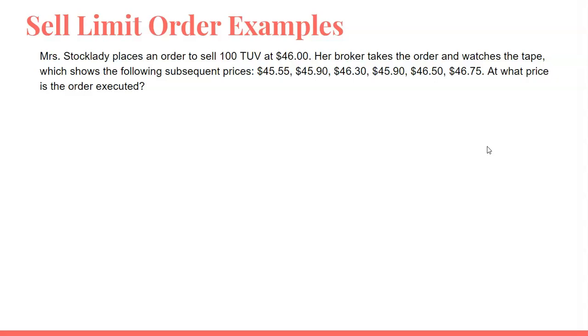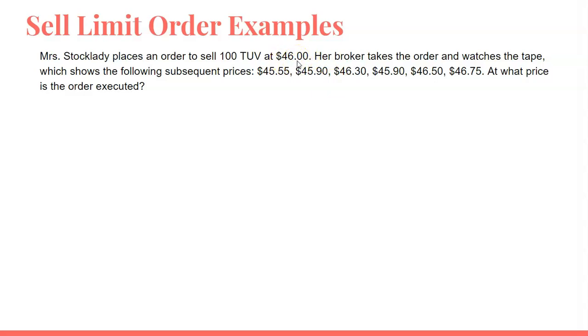Okay, so remember from what we just talked about in the last slide that for a sell limit order, the keyword is "or better." So whatever we're setting our order at, it's got to be that price or better. We set the price at $46.